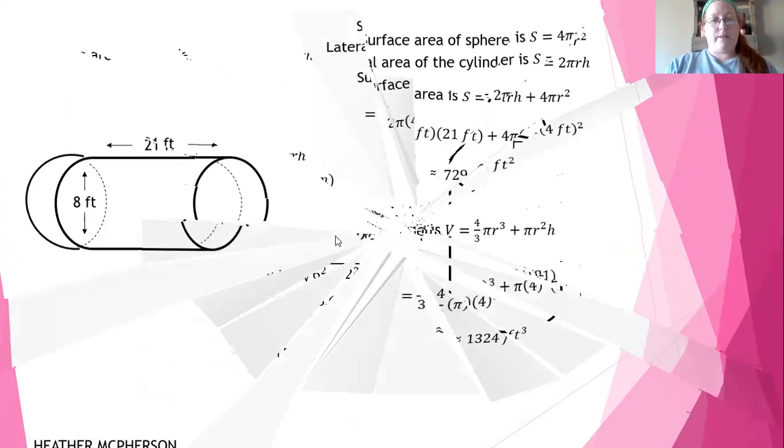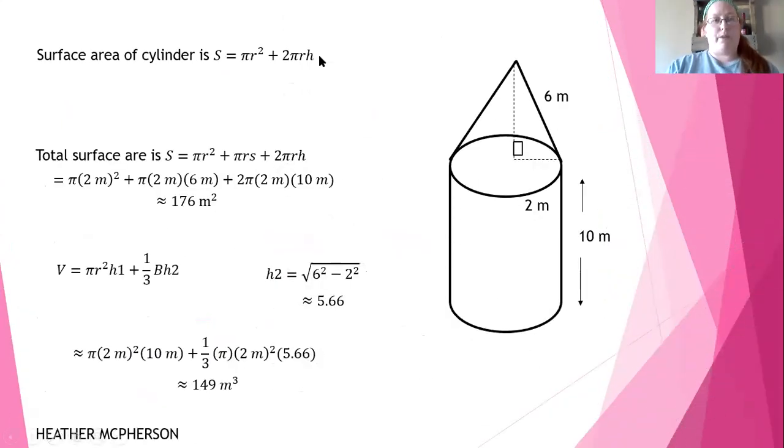All right, and this next one, it's the same kind of thing. You're working with the surface area of the cylinder, and the total surface area is going to be pi r squared plus pi r s plus 2 pi r h. So your s is your slant right here, and your height is how tall it is. So you have 2 being your radius, and you have 6 as your slant, and 10 meters is your height. So the total surface area is going to be approximately 176 meters squared.